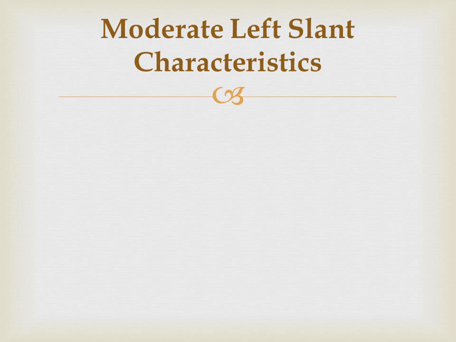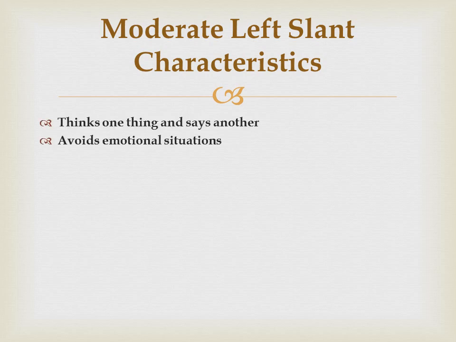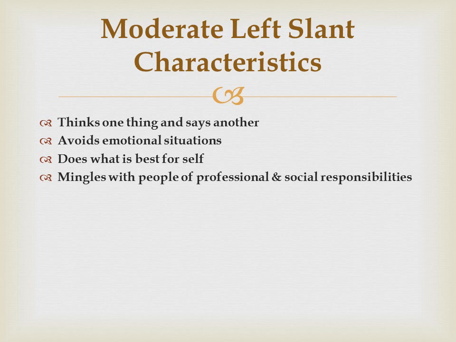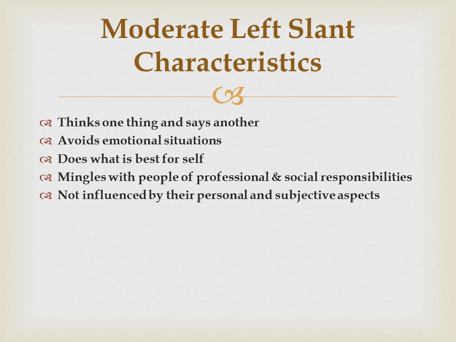Characteristics of a moderate left slant writer. Thinks one thing and says another. Leans over backward to avoid an emotional situation. Does what is best for himself. Often found among people who have important professional or social responsibilities. Not influenced by their personal and subjective aspects of their emotion in order to reach their objectives.